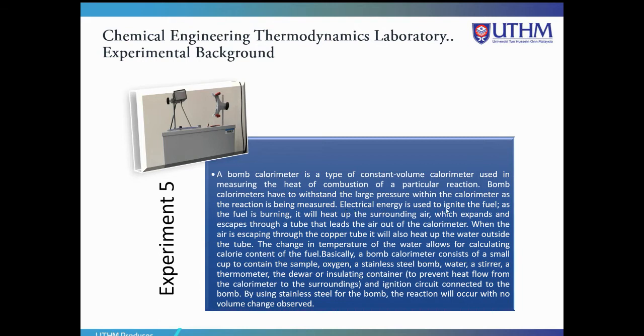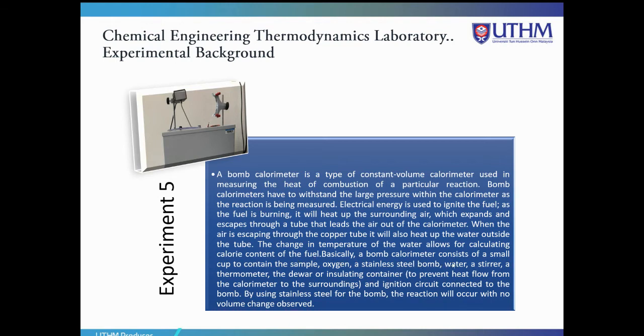Electrical energy is used to ignite the fuel. As the fuel is burning, it will heat up the surrounding air, which expands and escapes through a tube that leads the air throughout the calorimeter. When air is escaping through the copper tube, it will also heat up the water outside the tube. The change in temperature of the water allows for calculating the calorie content of the fuel.